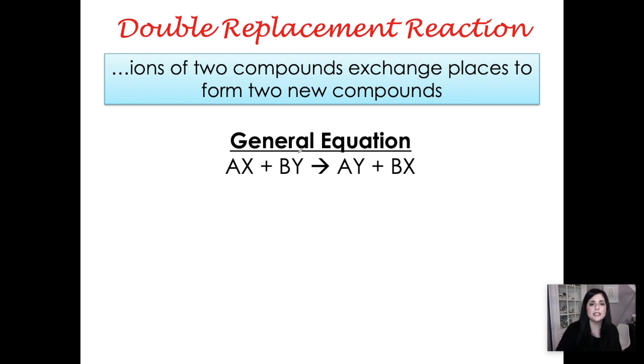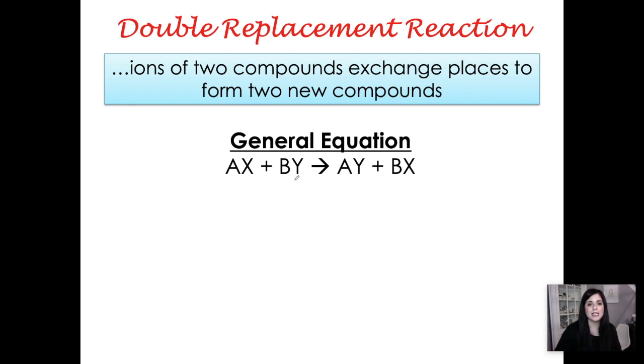So notice that Y and X are changing places here, and that's because they are both negatively charged. Again, I can't put A and B together because they're similar. They both have positive charges. They don't want to be together. So you're replacing X and Y with one another.